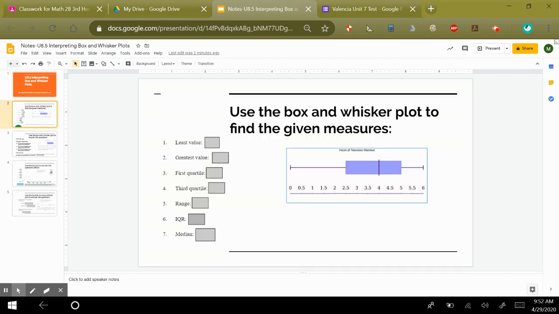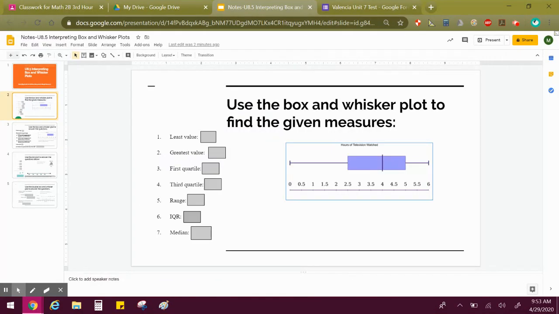And this presentation follows the same template for what your assignment looks like. So what I fill out in the notes is what you're probably going to be filling out in your assignment. So we're having to use box and whisker plots today to find information that is given to us. So if we have this box and whisker plot that tells us how many hours of television is watched, it goes from 0 to 6 hours.